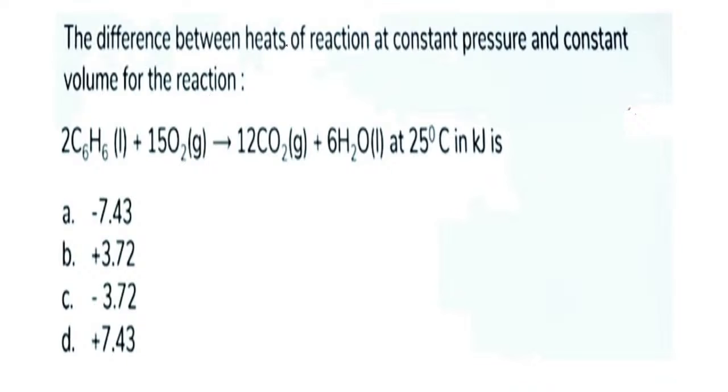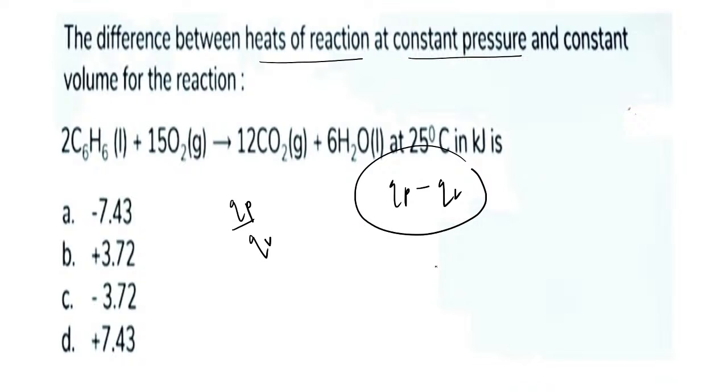Right. So the question is the difference between heats of reaction at constant pressure and at constant volume for the reaction. Okay. So that means you have to find out QP and QV, right? So you have to just find out the difference of QP and QV, the difference between heats of reaction at constant pressure and constant volume. So you have to find out the difference QP minus QV. Now we know at constant pressure, this heat is known as delta H, and at constant volume this heat is known as delta U. So what you have to calculate is delta H minus delta U. So this is the final thing.